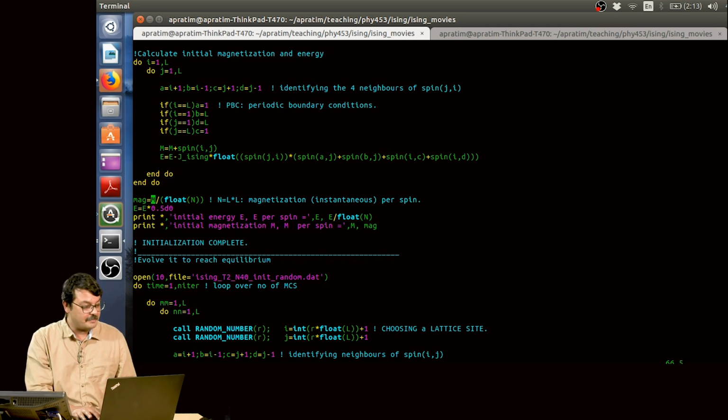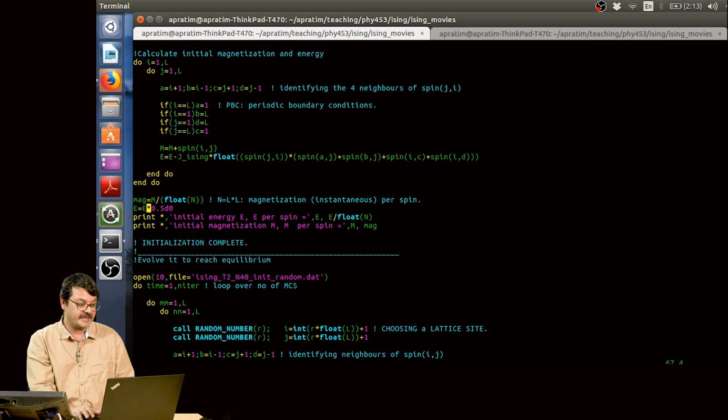Here what is done, mag is essentially the magnetization per spin. When I say magnetization, I mean the instantaneous magnetization, the magnetization of a particular microstate, the value of the magnetic moment of a particular microstate, right. So, that is m divided by float n, n being the total number of spins in the lattice. That is trivial, but what is not so trivial is the value of the energy.